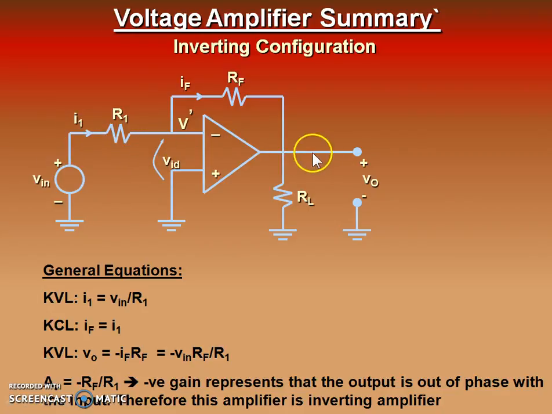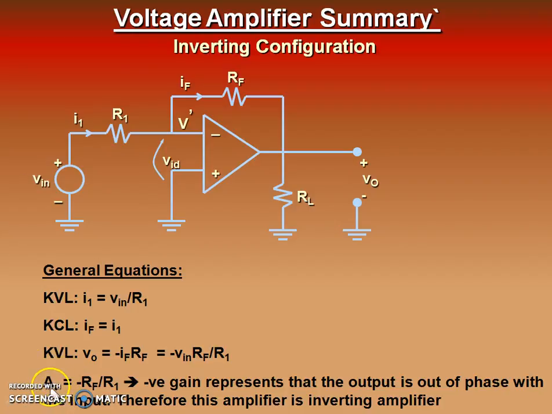Now if we apply Kirchhoff's voltage law at the output side, this is nothing but the output voltage V0, and this is nothing but our ground potential, the virtual ground. Therefore the output voltage V0 should be minus IF times RF. IF already is equal to I1, which is nothing but Vin by R1. Therefore if we replace IF by Vin by R1, we will get minus Vin RF by R1. So if we divide V0 by Vin, we will get the overall gain of the amplifier.